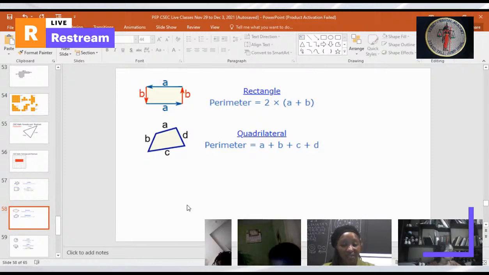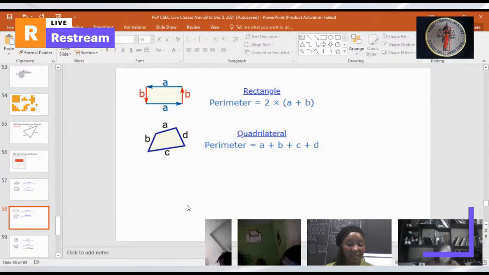Any quadrilateral, and remember we have different types of quadrilaterals. Quad means 4. Lateral means side or length. So a quadrilateral simply means a 4-sided figure. And we have several 4-sided figures, several quadrilaterals. We have square, rectangle, rhombus, parallelogram, kite, trapezium. All of those are quadrilaterals.